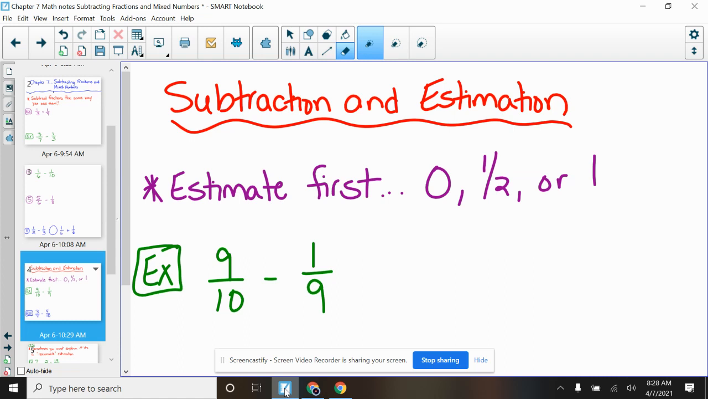Number 6, 23/40. Number 8, 3/10. Number 10, 10/63. And then number 12, 5/24. Okay, let's flip it to the other side.